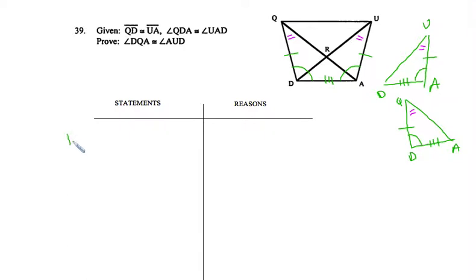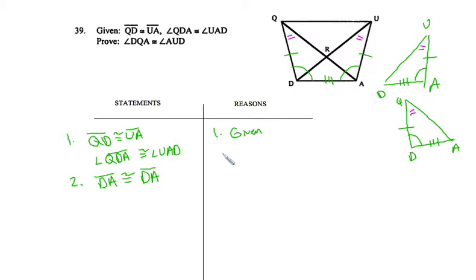So now I need to write what I had marked. Most of what I had marked was given to me, so QD is congruent to UA, and angle QDA is congruent to angle UAD because it was given. And then really the next thing that I marked was just that DA was congruent to itself because it was in both triangles overlapping, which is the reflexive property.